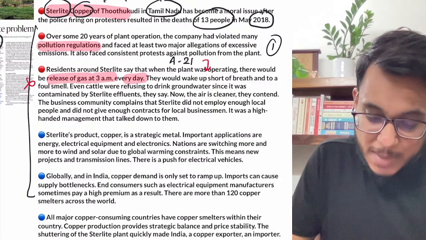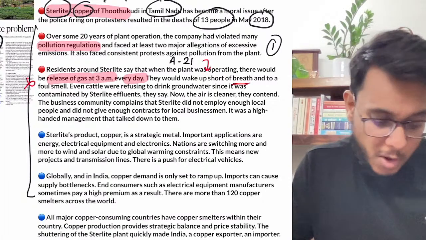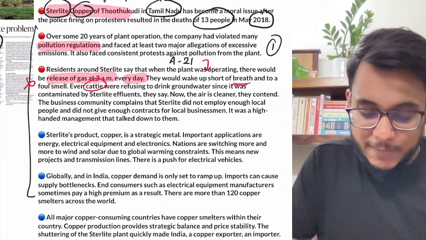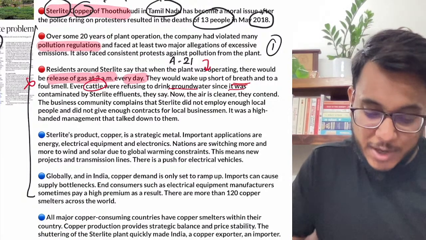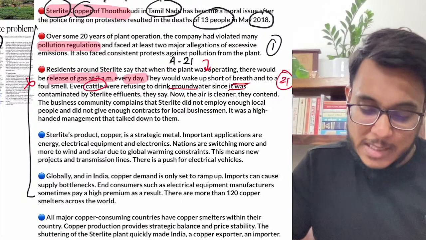It has been said that the people were short of breath. Even the cattle refused to drink the groundwater as it has been degraded. So clearly Article 21 has been violated.